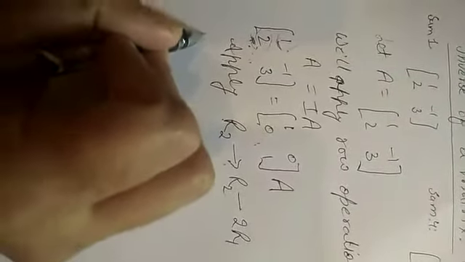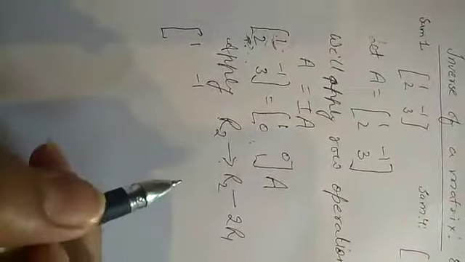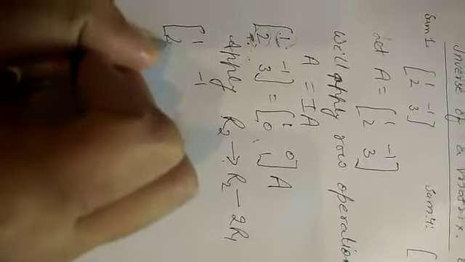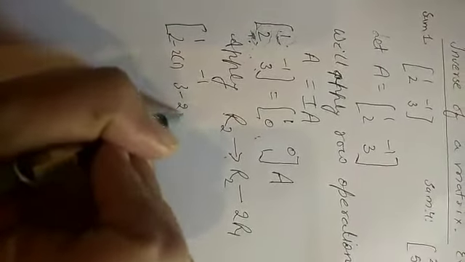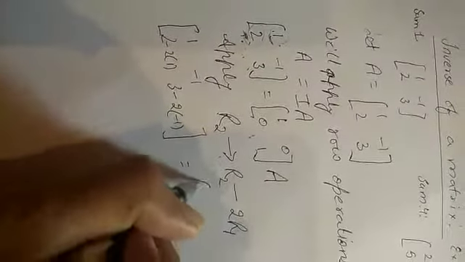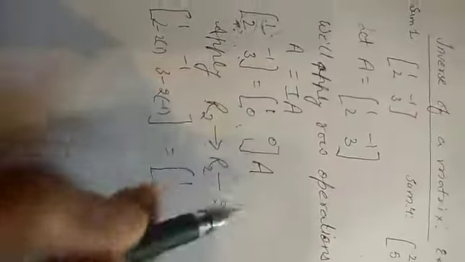So here what will happen, since there is no change in R1, we will keep R1 as such. R2 is 2 minus 2 times R1. So it means it will be 2 minus 2 times 1. Similarly here it will be 3 minus twice R1, that is minus 1. Similar operation we will apply in this matrix. No change in R1, we will keep it as such. But in R2, what is the change?